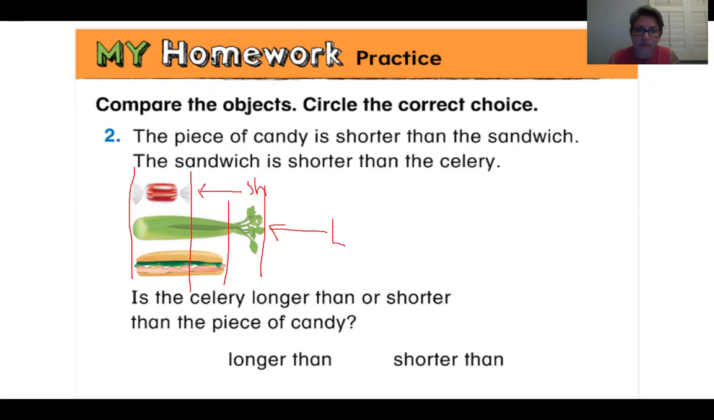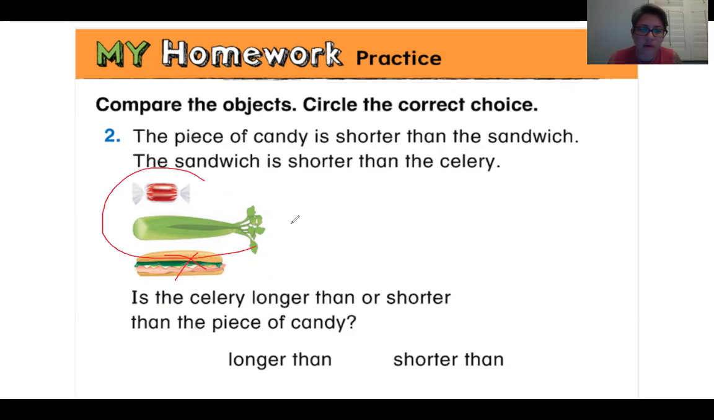But here's another question. Is the celery longer than or shorter than the piece of candy? So in this case, they don't want to know about the sandwich. They only want to know about these two. So is the celery longer or shorter? Yes, longer.